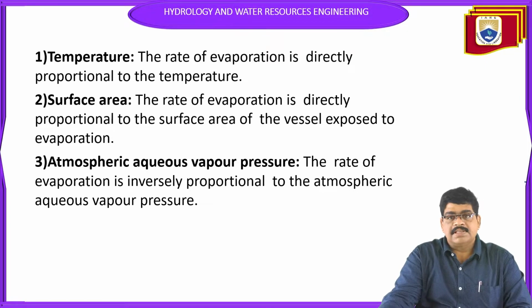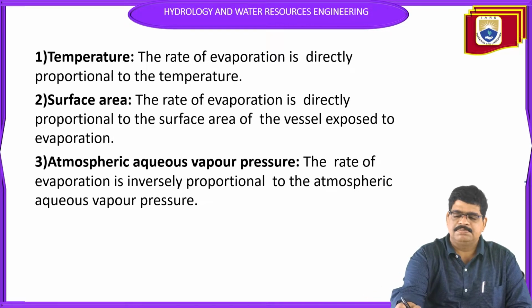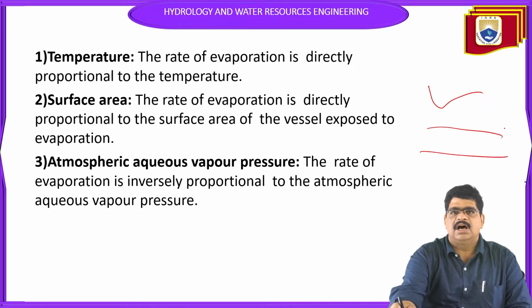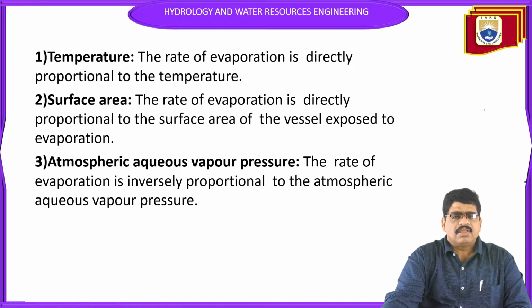The second one is surface area. How can the surface area affect it? The evaporation is directly proportional to the surface area of the vessel exposed to the atmosphere. Here vessel means maybe ponds, rivers, lakes like that; all come under that. The evaporation depends upon the surface area. If surface area increases, automatically the evaporation also increases. That's why we say surface area is directly proportional to evaporation.